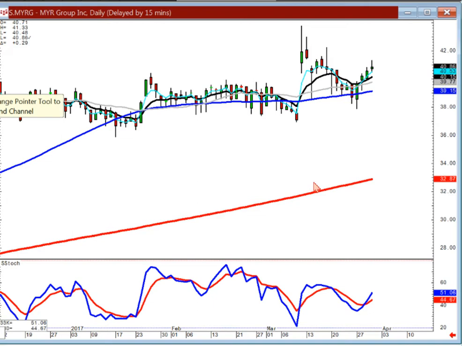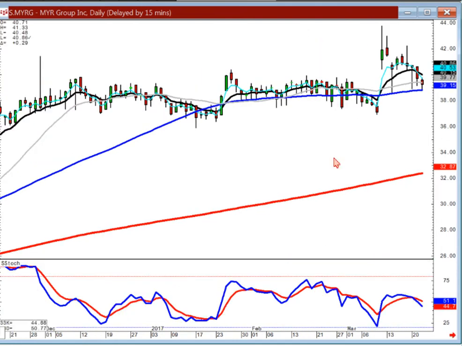MYRG, another one. I want to see more strength on this because you are in this slow uptrending channel. So if you're buying it, you definitely want to see strength moving out of this area pretty quick.